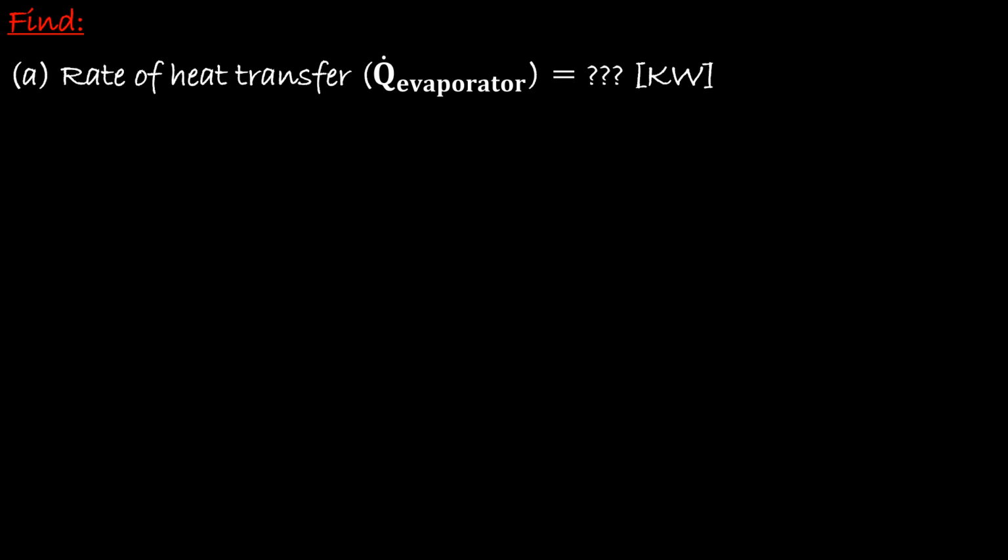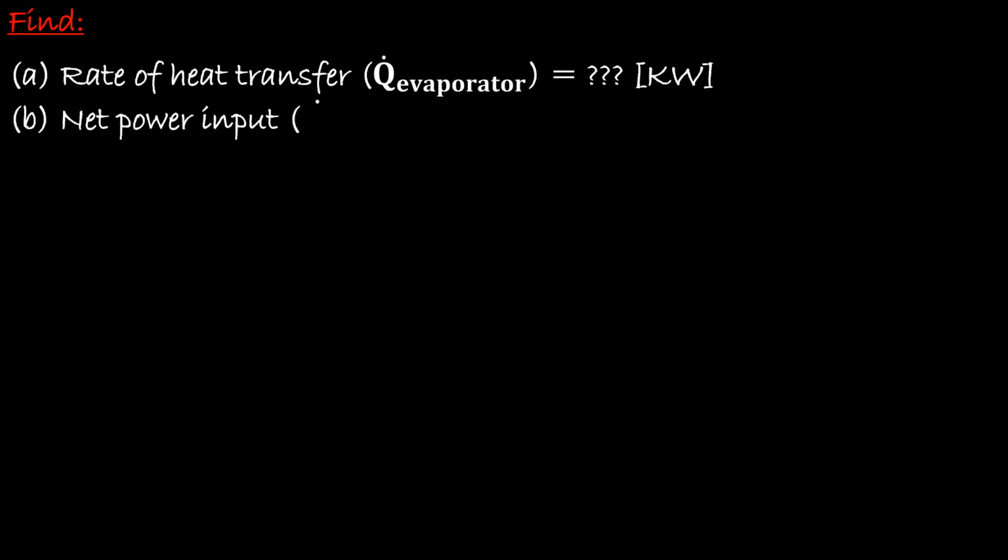Next, we will write down what we need to find. In A, we are asked to find the rate of heat transfer between the air that you want to cool and the refrigerant. The air you are cooling is hot, and the refrigerant entering the evaporator heat exchanger is at a temperature of minus 30 degrees Celsius. So there will be heat transfer from the hot to the cold, and that's why the refrigerant evaporates. We want to know this heat transfer in kilojoules per unit time, or kilowatts.